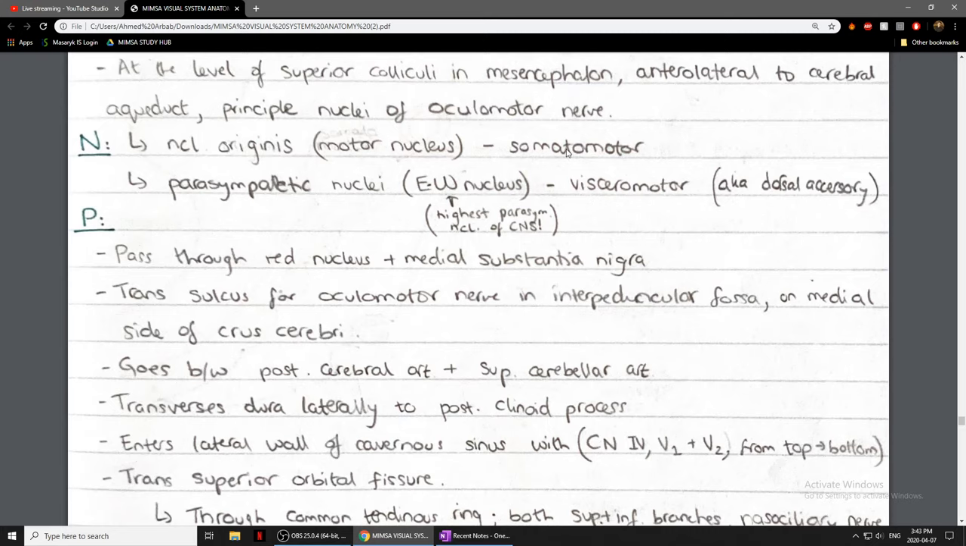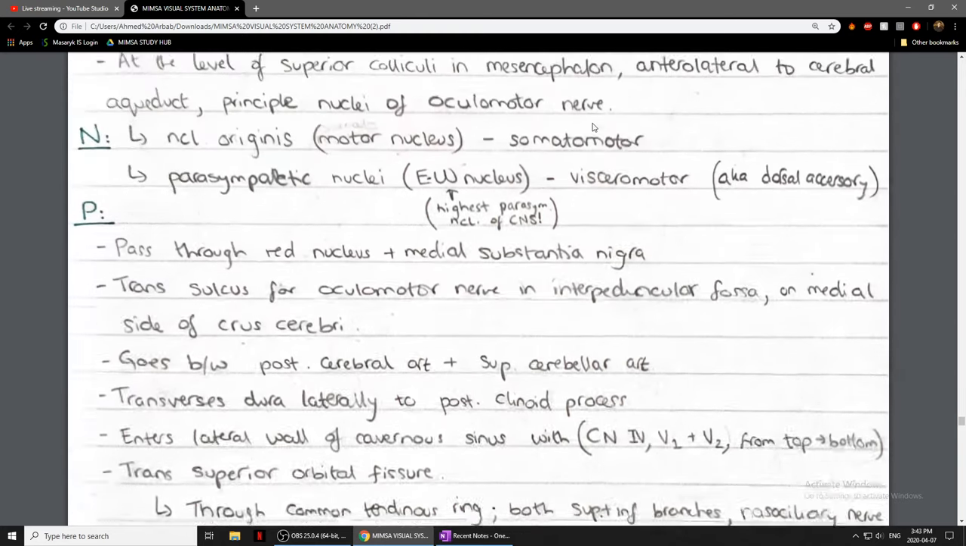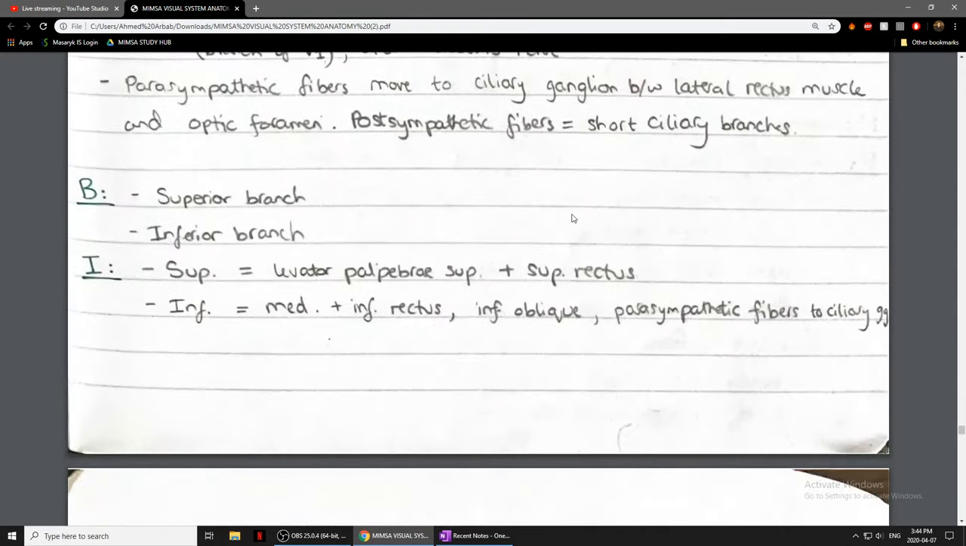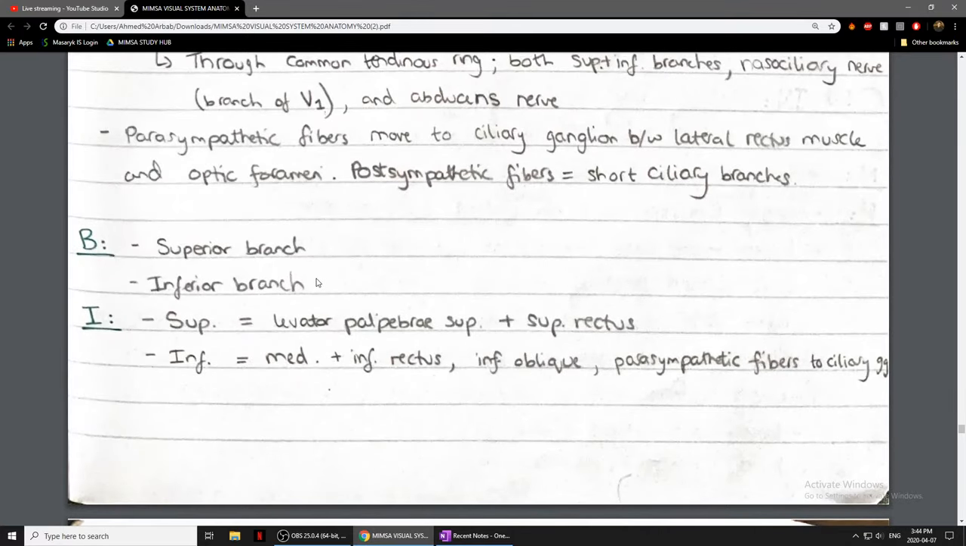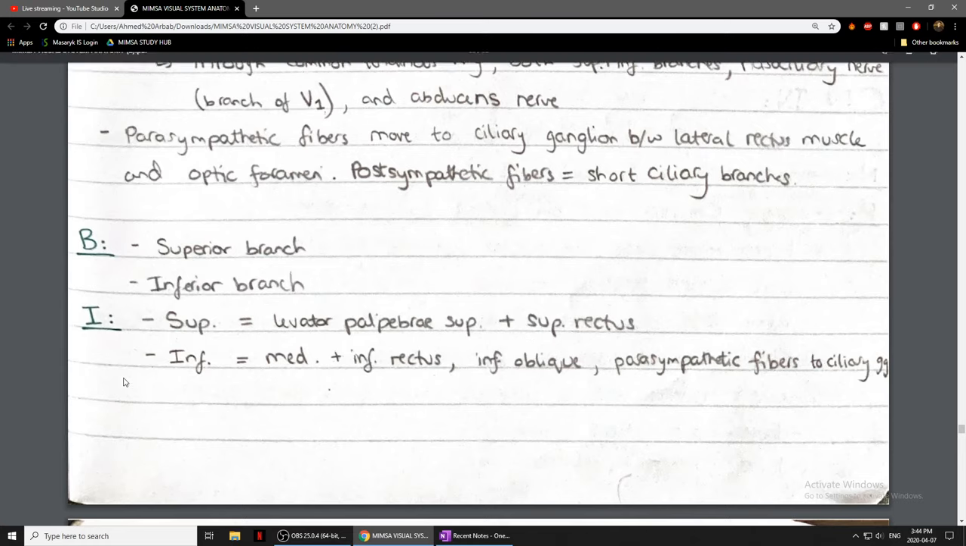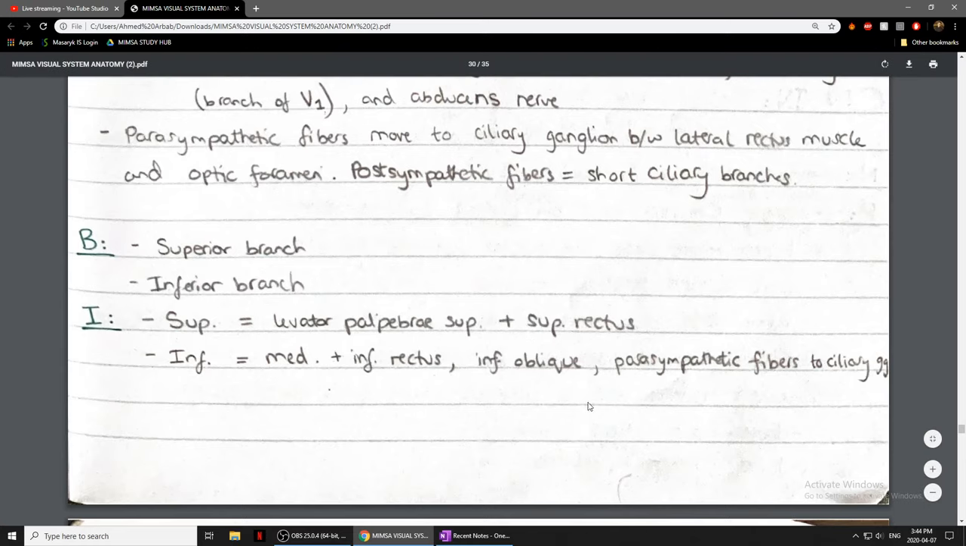So as the oculomotor nerve enters the common tendinous ring, it branches into these two branches. The superior branch has only somatomotoric fibers because it innervates the levator palpebrae superioris and the superior rectus, while the inferior has both somatomotoric and visceromotoric fibers from the parasympathetic nucleus.